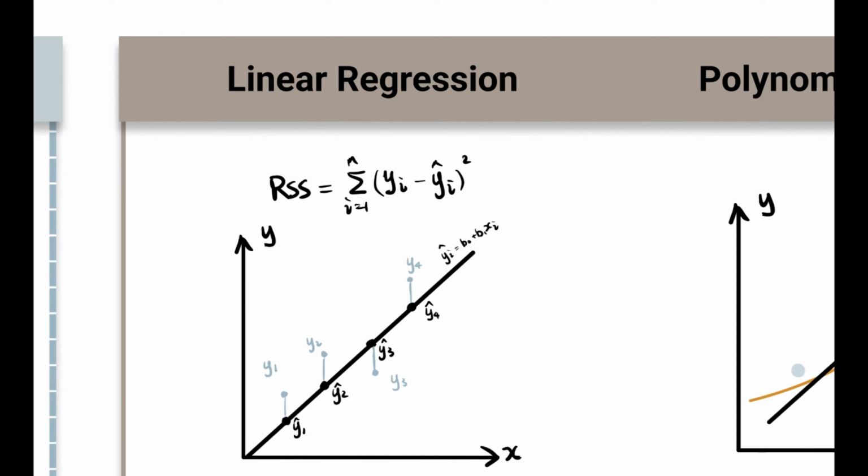A common cost function to measure the magnitude of residuals is residual sum of squares, or RSS. It takes the sum of the squared differences between all actual and predicted values. As more features are introduced, simple linear regression evolves into multiple linear regression.